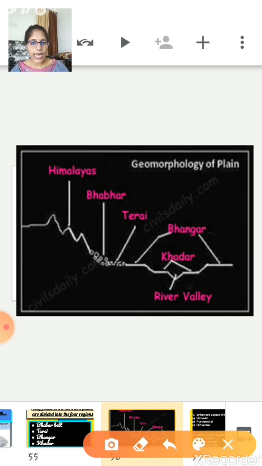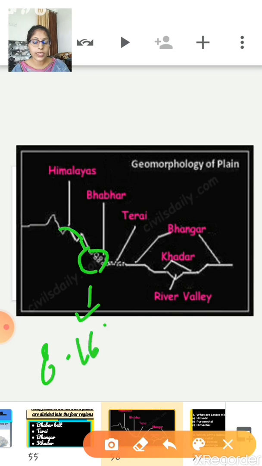So as we know, rivers flow from the Himalayas, and after descending they carry sediments along with them, and these sediments are deposited in the foothills of the Himalayas. Now the width of this belt is about 8 to 16 kilometers, and this belt lies parallel to the Shivalik range, right?